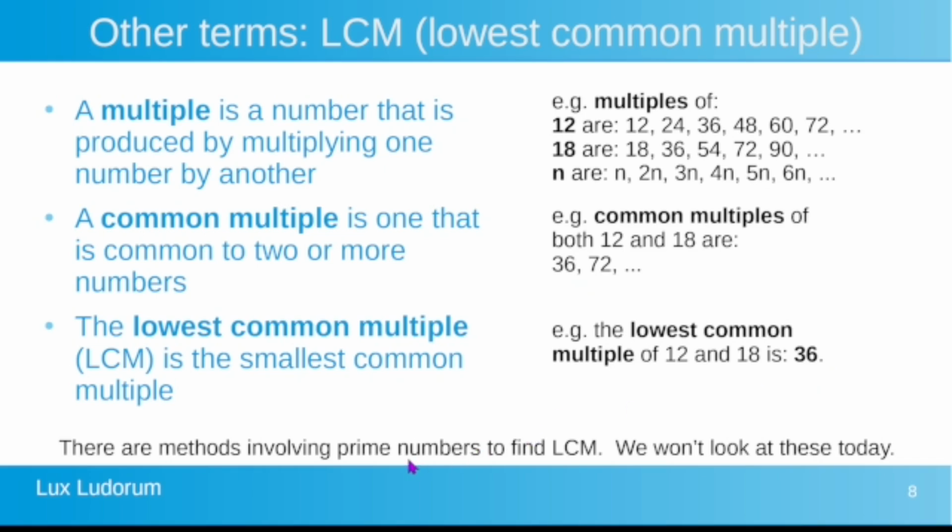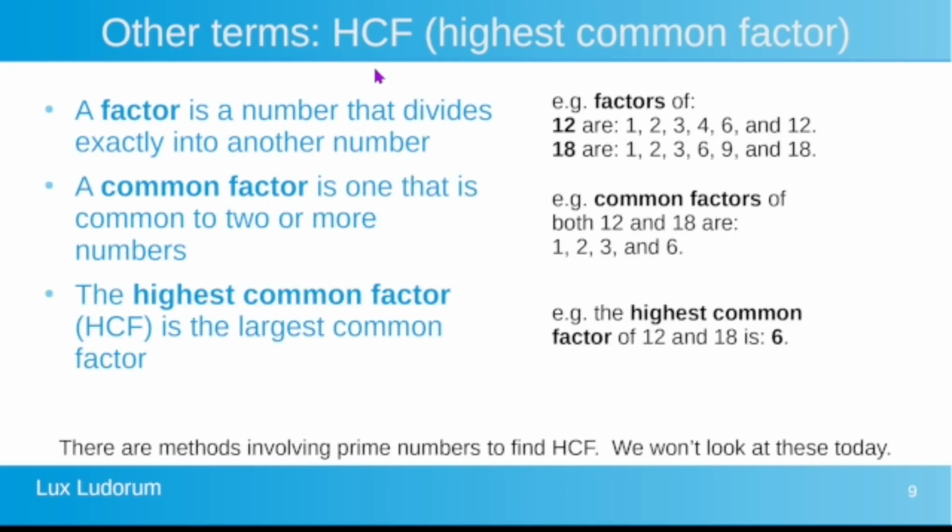Now there are methods involving prime numbers to find the lowest common multiple, but I'm not going to look at these today. We're looking at fractions. Other terms, HCF, highest common factor. A factor is a number that divides exactly into another number. For example, factors of 12 are 1, 2, 3, 4, 6, and 12. These all divide exactly into 12. Factors of 18 are 1, 2, 3, 6, 9, and 18. They will divide exactly into 18.